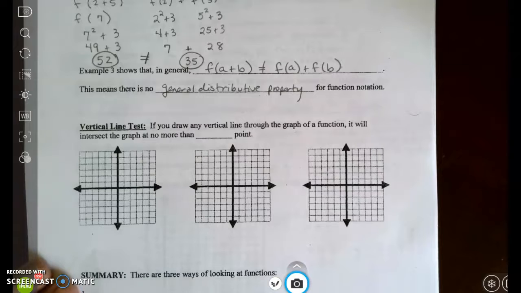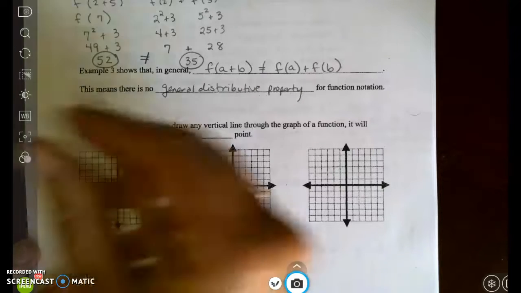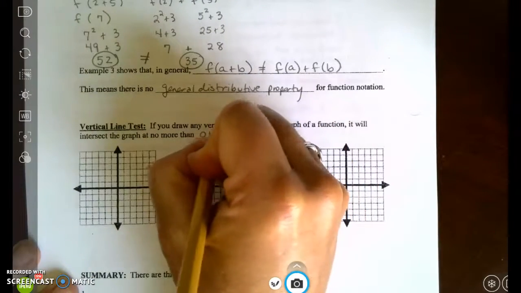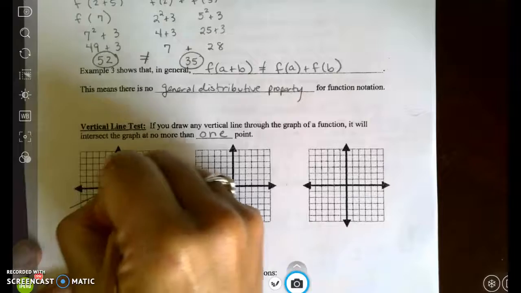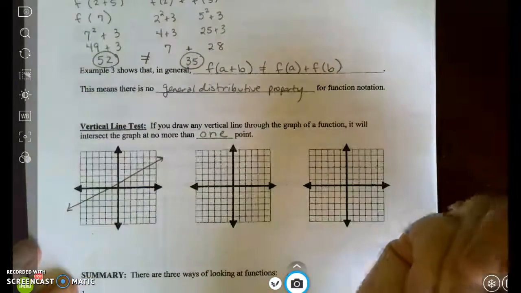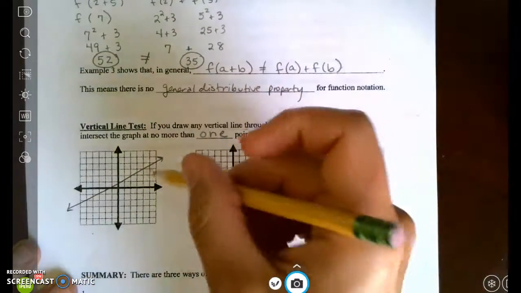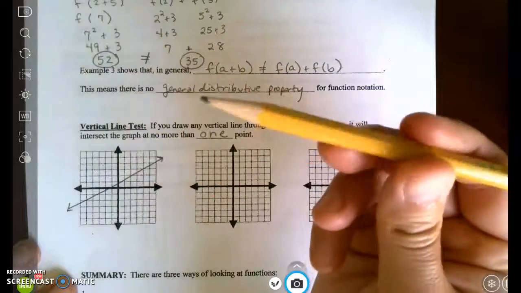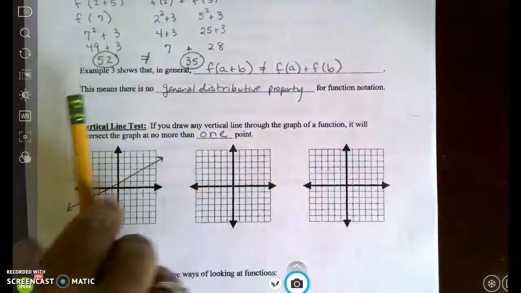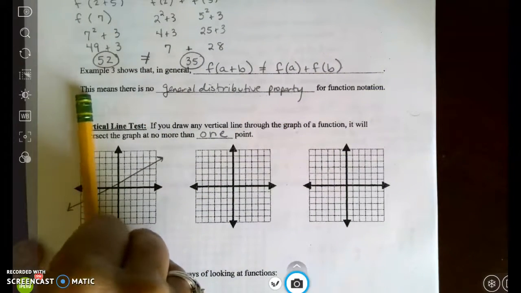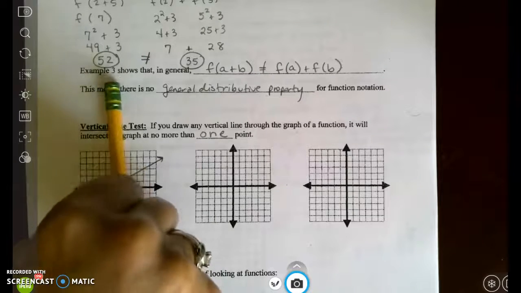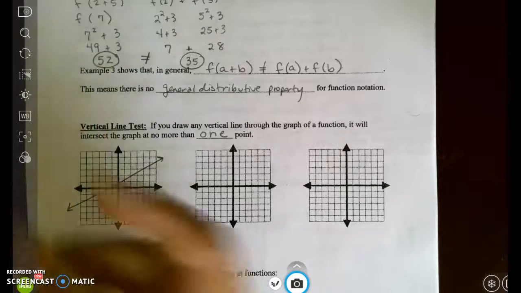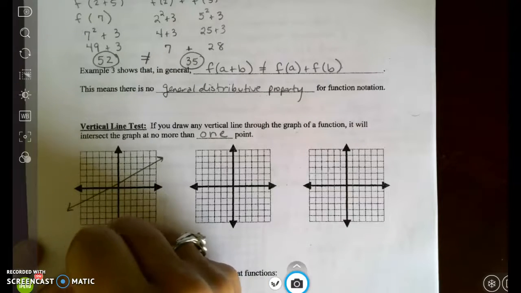If you draw any vertical line through the graph of a function, it will intersect the graph at no more than 1 point. So, for instance, if I was to draw a line, and I asked you, is this line a function? You would use the vertical line test. You can use your pencil, and I just put my pencil on the graph, and it only hits the line in one place. No matter where I put it, it passes the vertical line test, so this is a function.